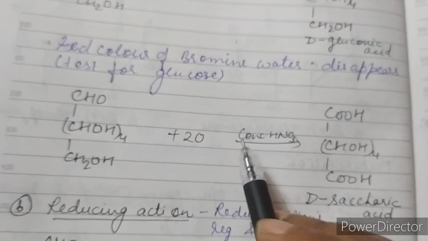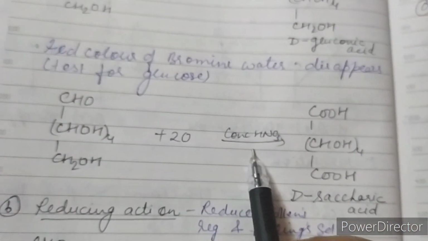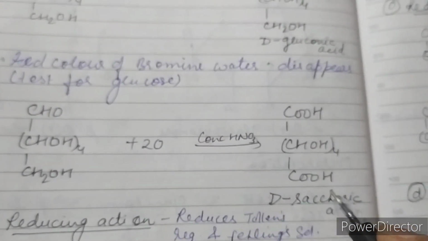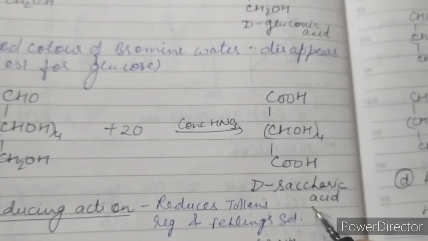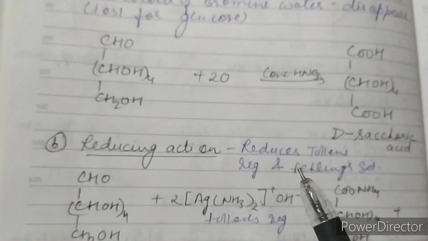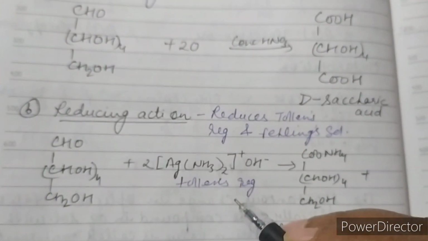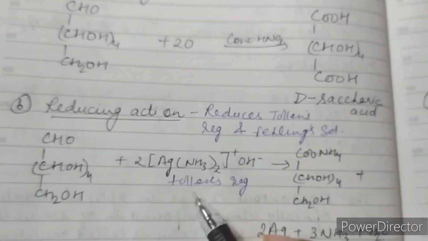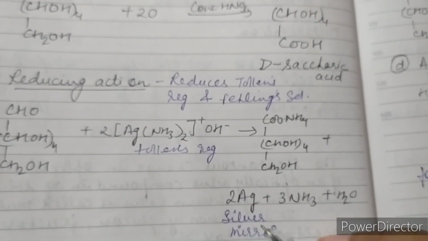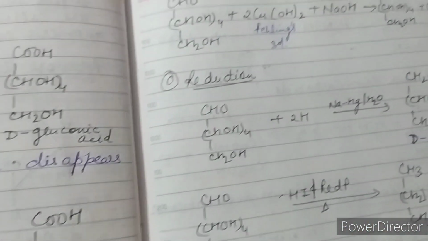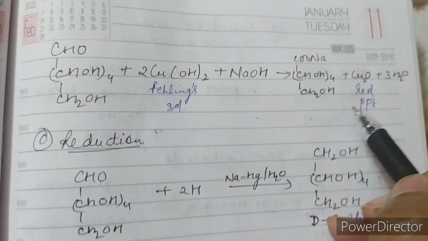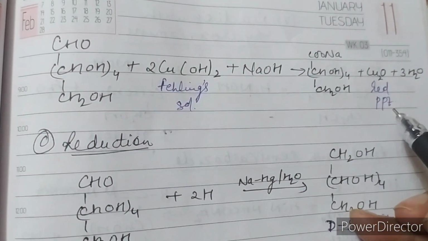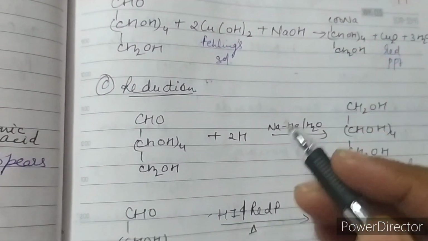On oxidation with a strong oxidizing agent like concentrated nitric acid, it gives a dicarboxylic acid, that is D-saccharic acid. Second reaction is reducing action. Glucose reduces both Tollens reagent and Fehling solution. Tollens reagent is reduced to silver mirror, as you can see in the reaction here, and Fehling solution is reduced to the red precipitate of cuprous oxide.